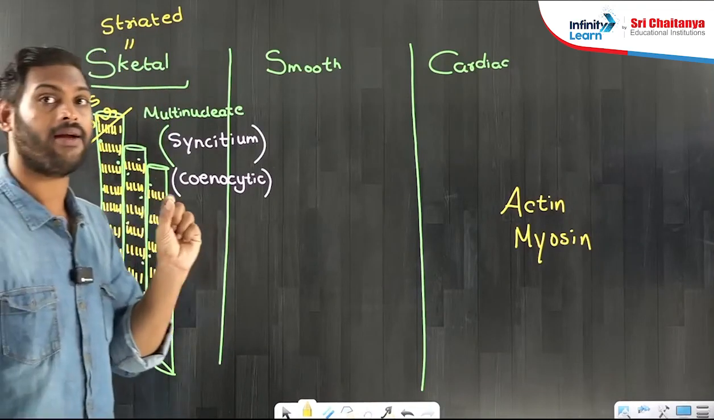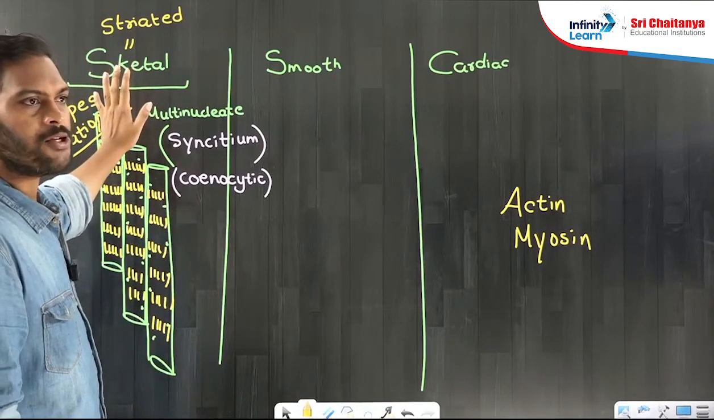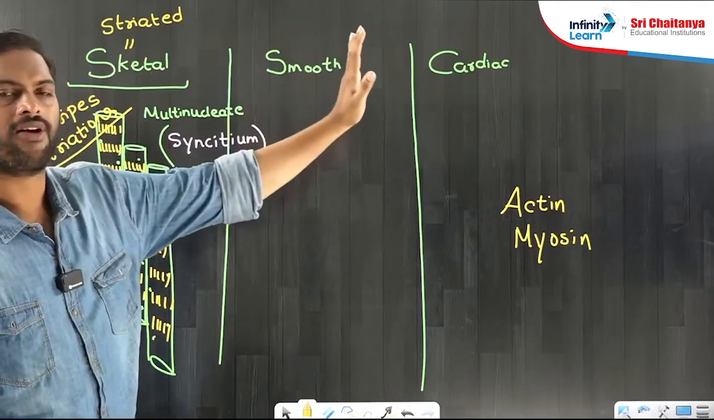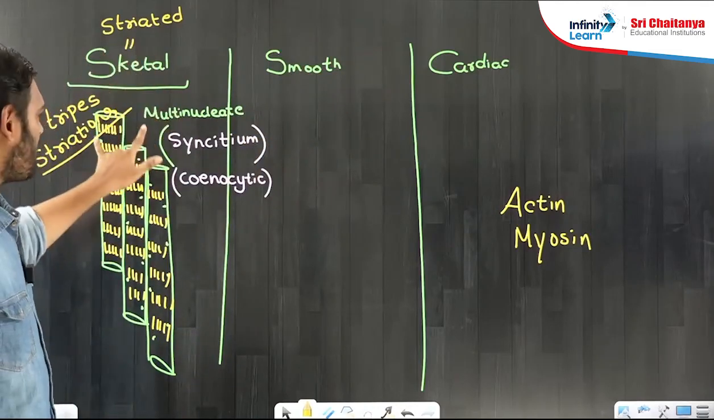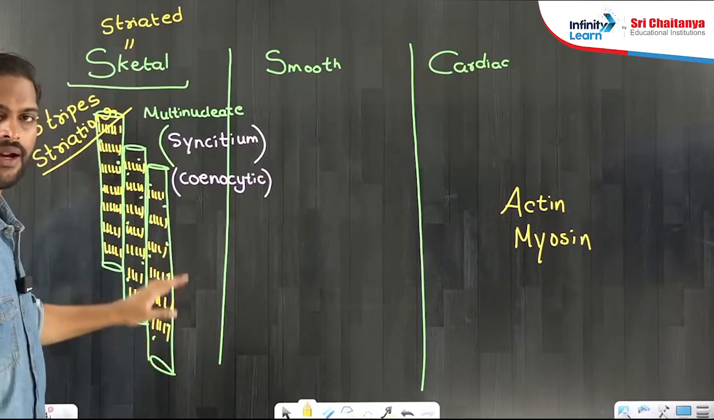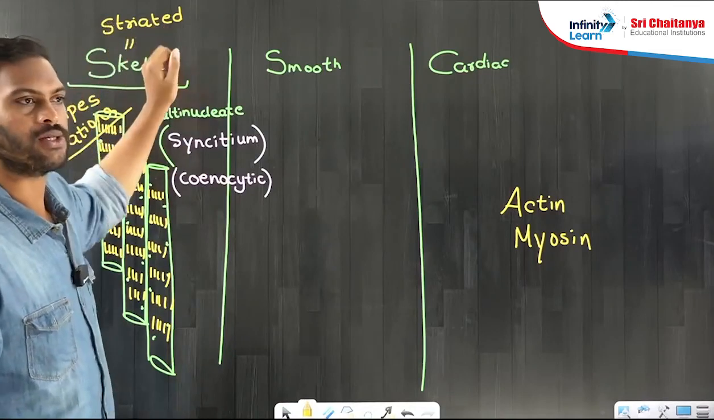First we learn about skeletal, then we can jump on to smooth and cardiac. I'll tell the reference also, don't worry. Guys, skeletal muscle cells are elongated, multinucleated and possess many striations.